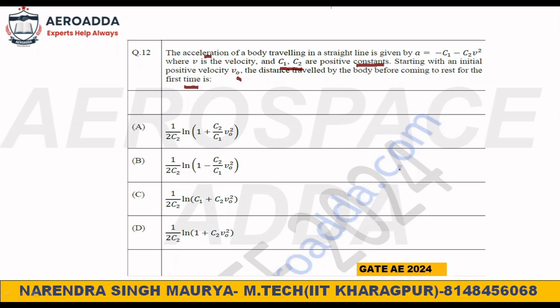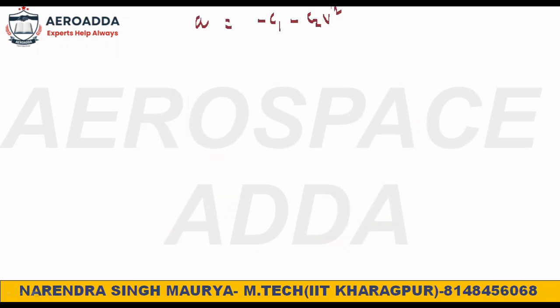What is the acceleration? You know the formula. Acceleration, if you go with the basic one, A is nothing but acceleration, which, when I had solved the problem and derived the formula also, is basically dv by dt. Yeah? It's nothing but dv by dt.